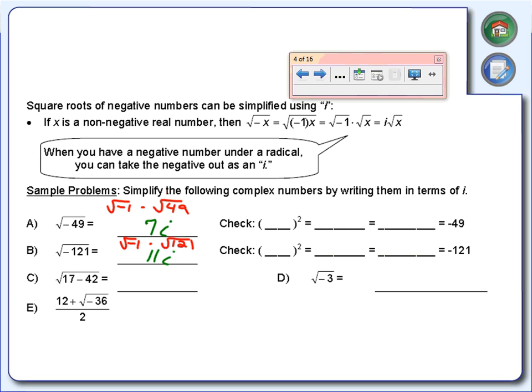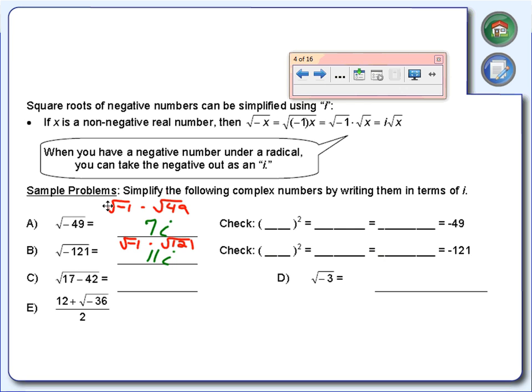Now, as you get more and more comfortable with this, are we really going to need to break it apart like that? No. Let me give you a couple more examples. What's the square root of a negative 25? 5i. What if I ask you what's the square root of a negative 36? 6i. What's the square root of a negative 100? 10i. Are we needing to break this apart to get that answer? No. Okay, so as you get comfortable, you can do that as well.